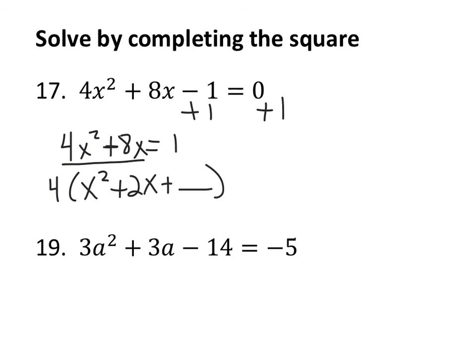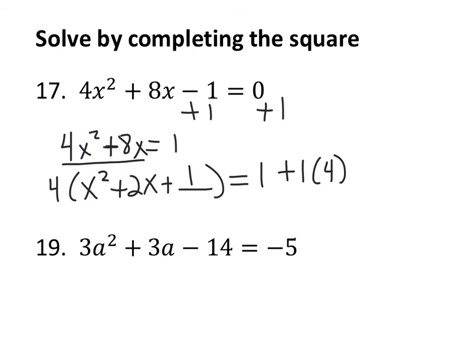What number do I get when I cut 2 in half? Well, I get 1. 1 squared is 1. So I'm going to need a 1 to complete this square. So on the other side, since I added 1 to the left, I also have to add 1 to the right. And also, since I factored out a 4 here, I also need to multiply this 1 by 4. So whatever you do to the left side, you have to do to the right.